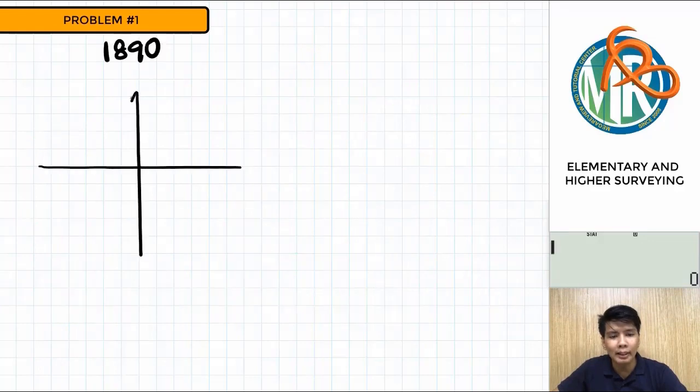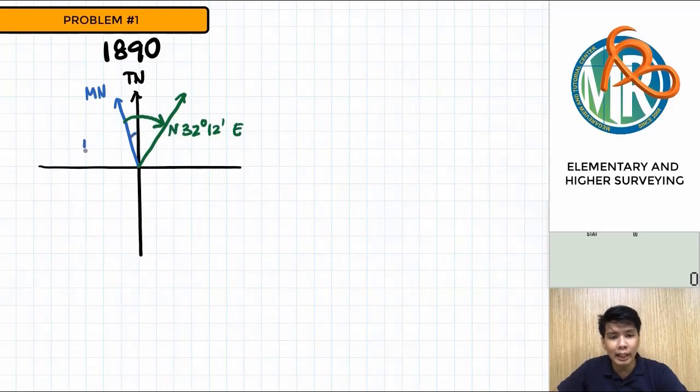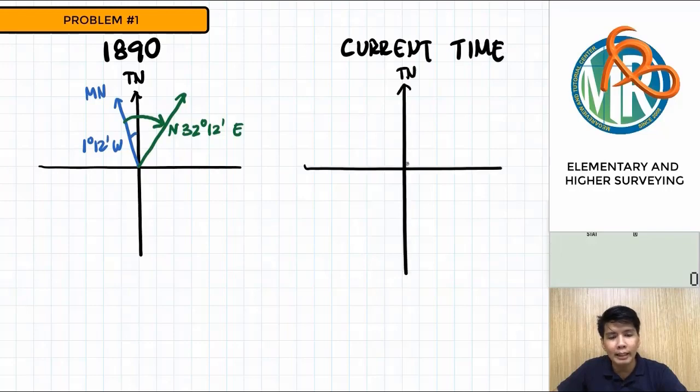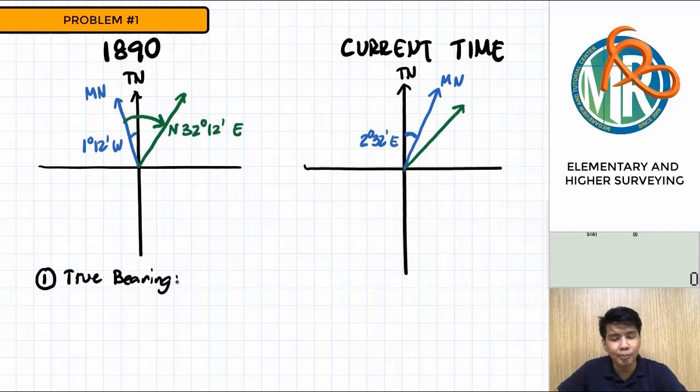Using a compass, they measure the bearing of the line as 32 degrees 12 minutes east of north. The magnetic declination in the area at this time is 1 degree 12 minutes west. After this, they return to the current time. And then they notice that the magnetic declination becomes 2 degrees 32 minutes east. So question 1: what is the true bearing of the line?